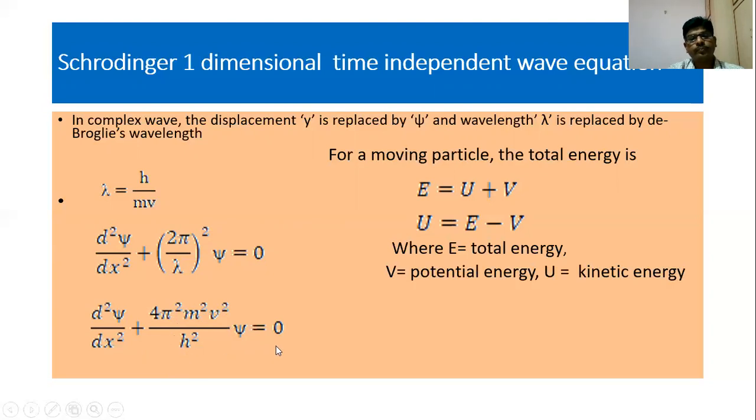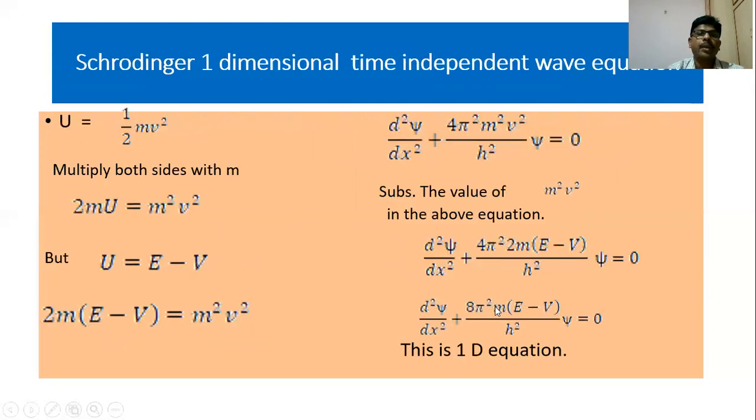equals 0. Now let us assume the particle is moving. So for a moving particle, the total energy is E equals U plus V, where V is the potential energy and U is the kinetic energy. So if you write the kinetic energy, U is equal to E minus V. We know that the general expression for kinetic energy is what? U is equal to half mv square.